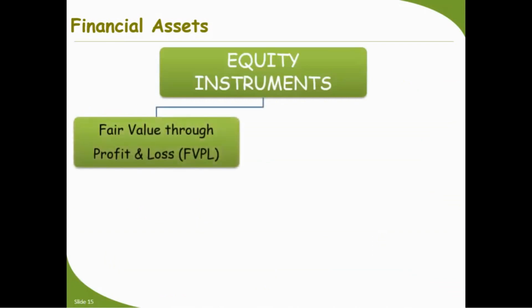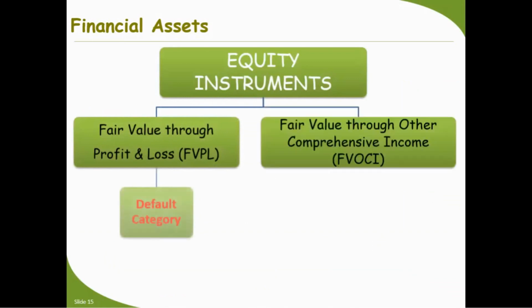Now, if your financial asset is an investment in equity instruments, you have these possibilities. You can classify your financial asset as at FV through P&L, FVPL, which is the default category. Under this category, your transaction cost will never be capitalized. That would be expensed out. We'll talk about it later on.